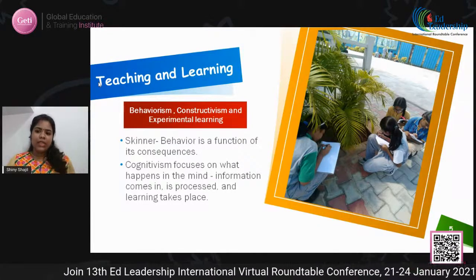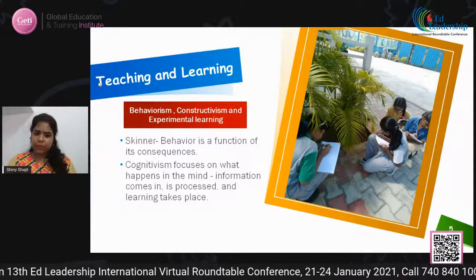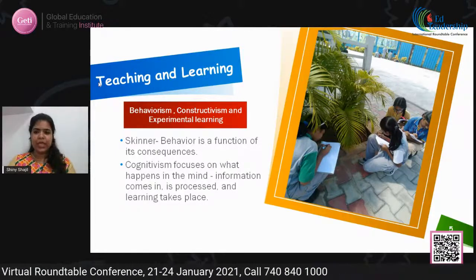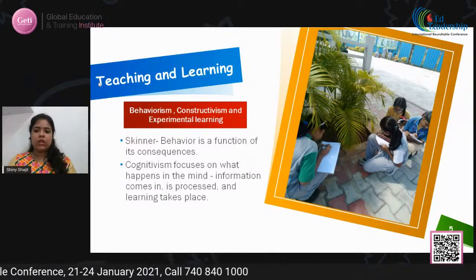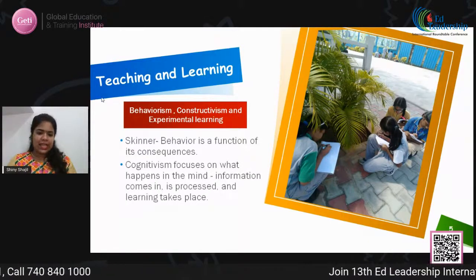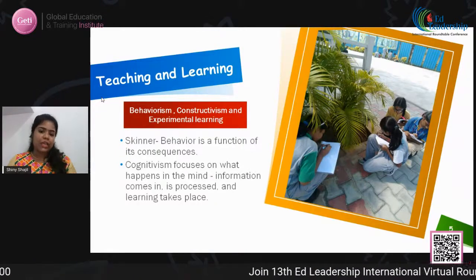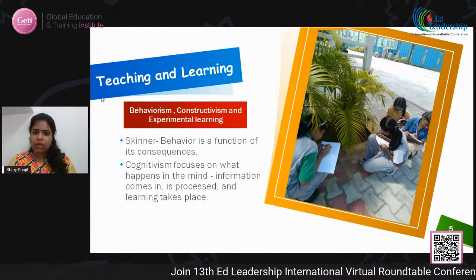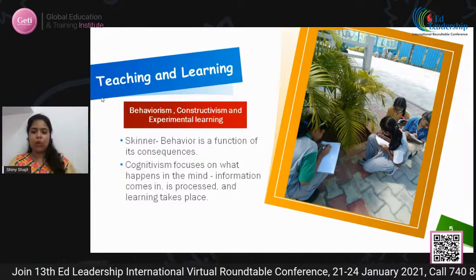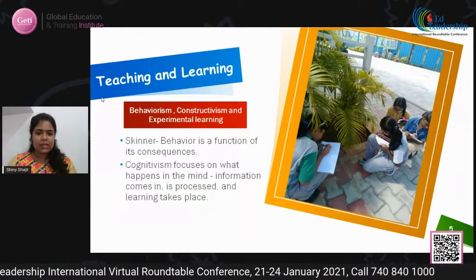Now, based on all this, then came another scientist, Mr. Brunner. He talked about the concept of constructivism. In this, he said that learning is an active process, and that you keep constructing knowledge as it is being acquired. Next slide, please, Ms. Shivani.